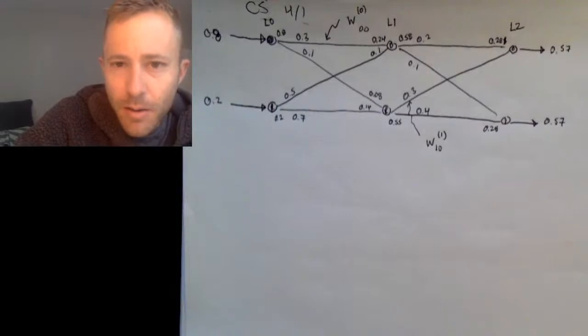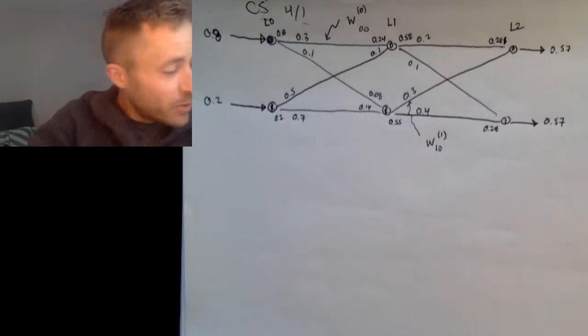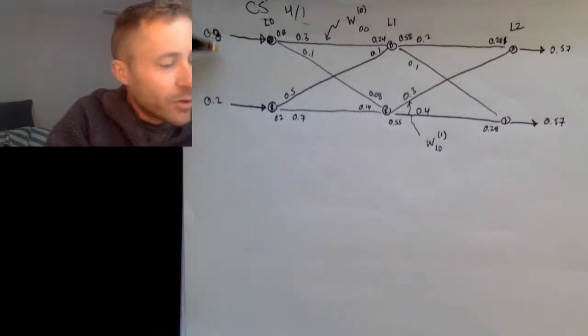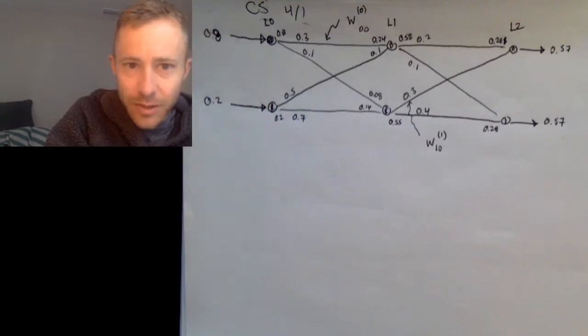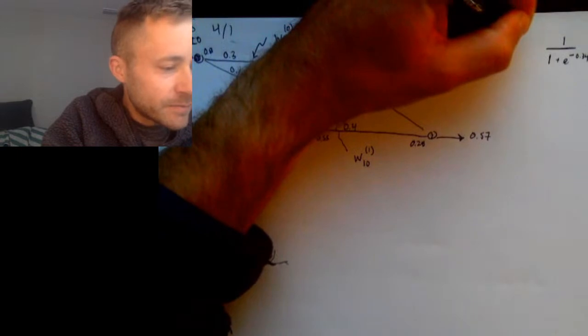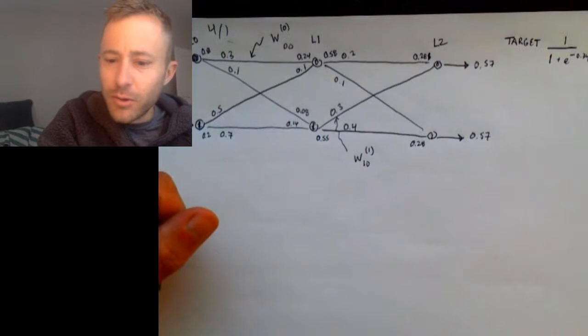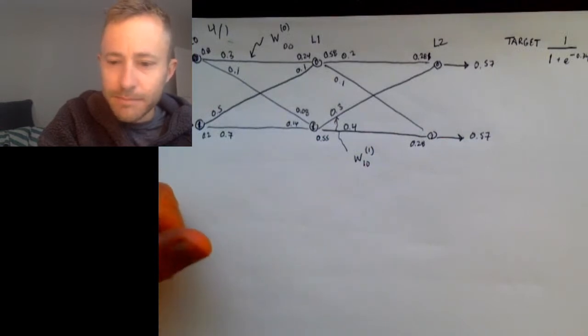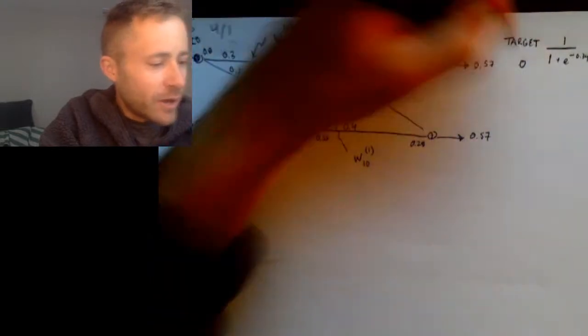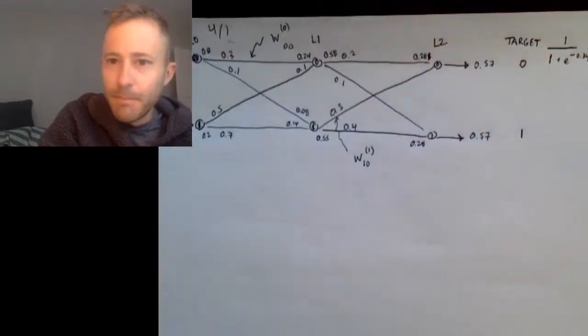Okay, but the whole idea of a neural network is it's supposed to learn things. So let's suppose that the neural network, when given this input, has a certain target output. Let's suppose that the target is for this output to be 0 and for this output to be 1.